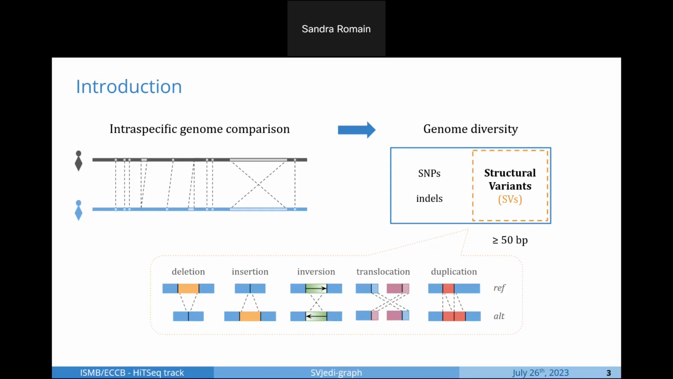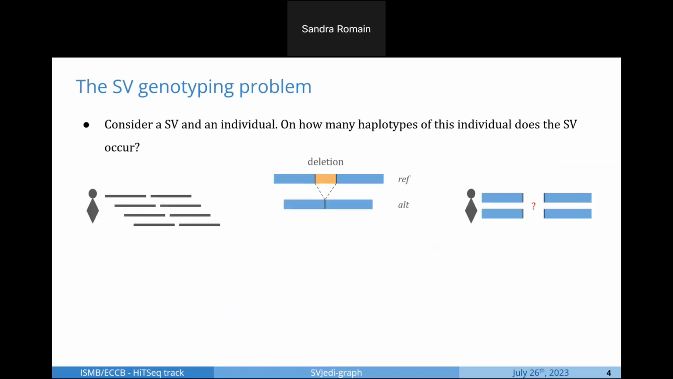So once SVs have been identified and characterized, the next step is to genotype them in individuals and populations, as SVs can impact phenotypic diversity and have a role in diseases or evolution. So what does it mean to genotype an SV? Let's say we have a well-characterized deletion and a sequenced individual. The question here is to determine how many haplotypes of this individual carry the deletion.